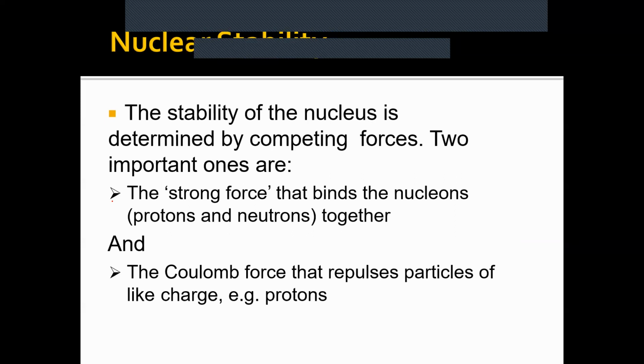Okay. Now, the thing about radioactivity is when you have a nucleus, right? I'm going to draw for a second.